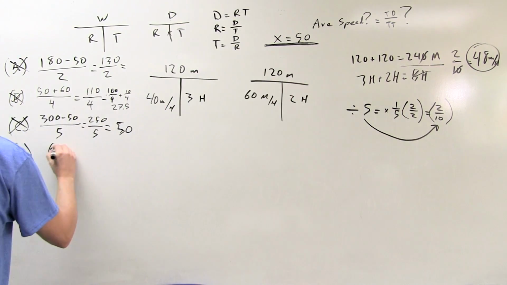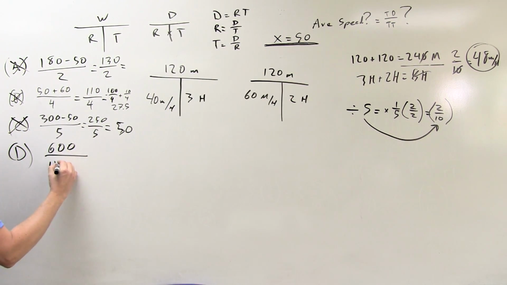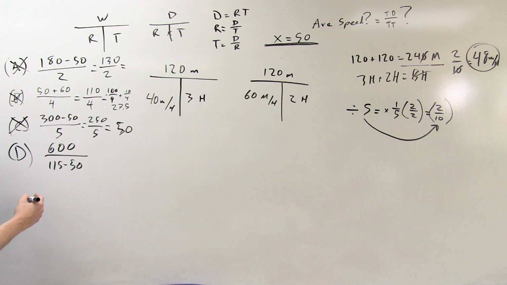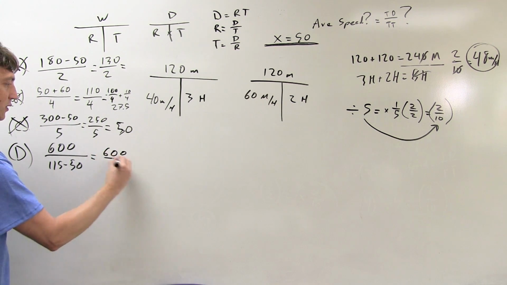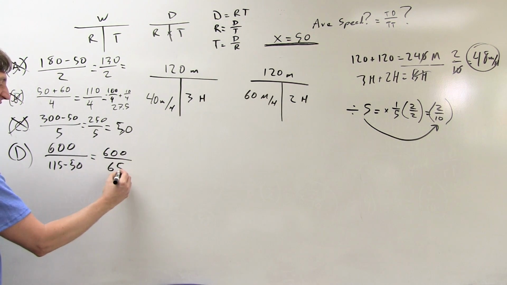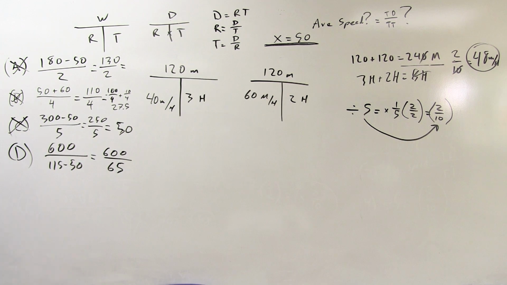600 over 115 minus x. In this case, 115 minus 50. This is also not going to work for us, and I can tell because it's not the right size approximately. If we just calculate this out, 600 over 65 is going to be closer to 10 than it is to 48.